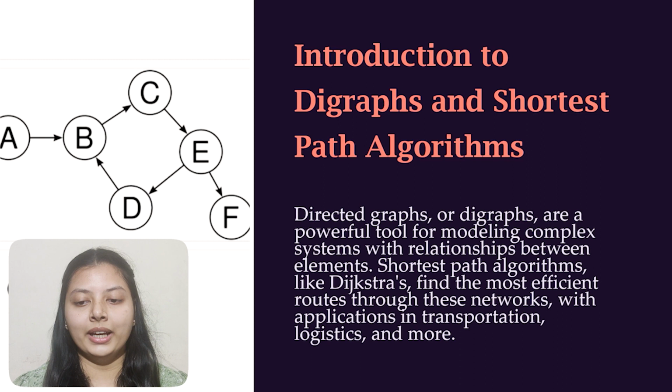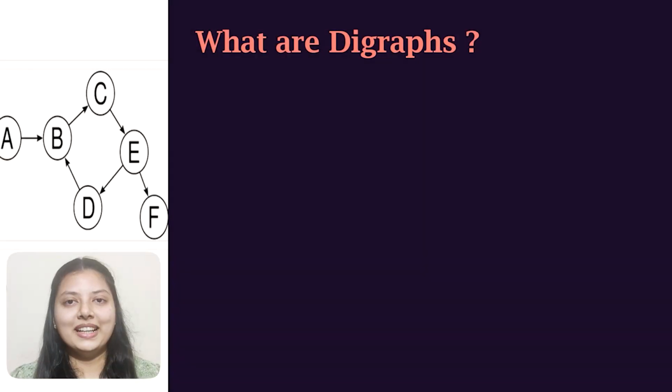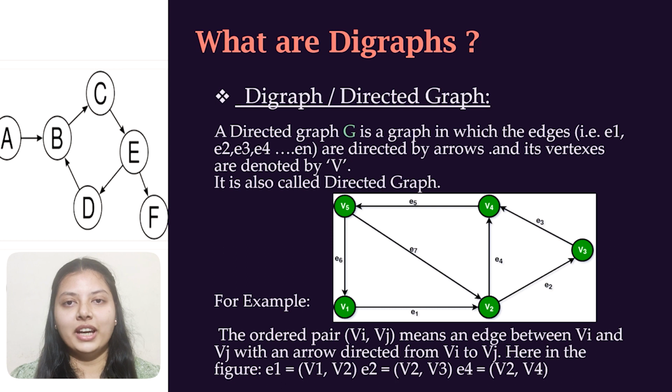Directed graphs or digraphs are a powerful tool for modeling complex systems with relationships between elements. Shortest path algorithms like Dijkstra's find the most efficient route through these networks, with applications in transportation, logistics and many more. So let's see the actual definition of digraph.